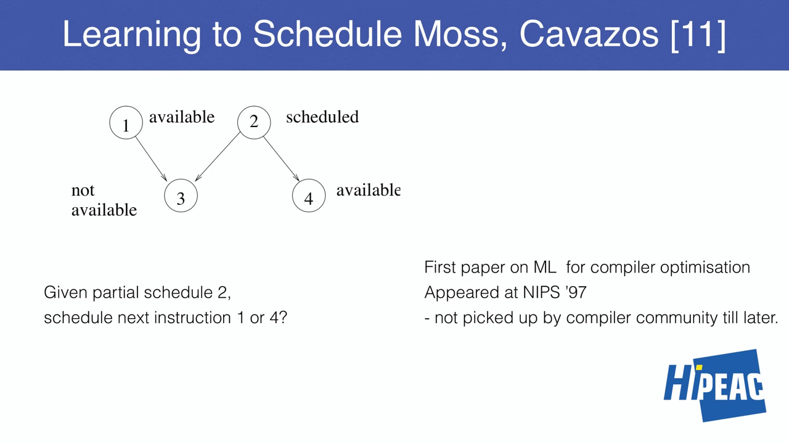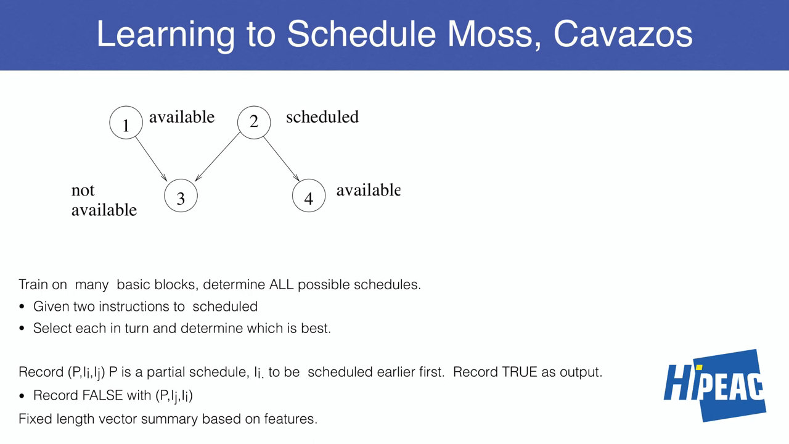Now, typically inside a compiler, there's some heuristic that tells you to do that. He tried to learn the heuristic that tells us to do that. So given a partial schedule 2, what's the next instruction, 1 or 4? What he did was train on many basic blocks and look at all possible schedules. In other words, he exhaustively tried everything and then worked out what the best ones were, and he recorded them.